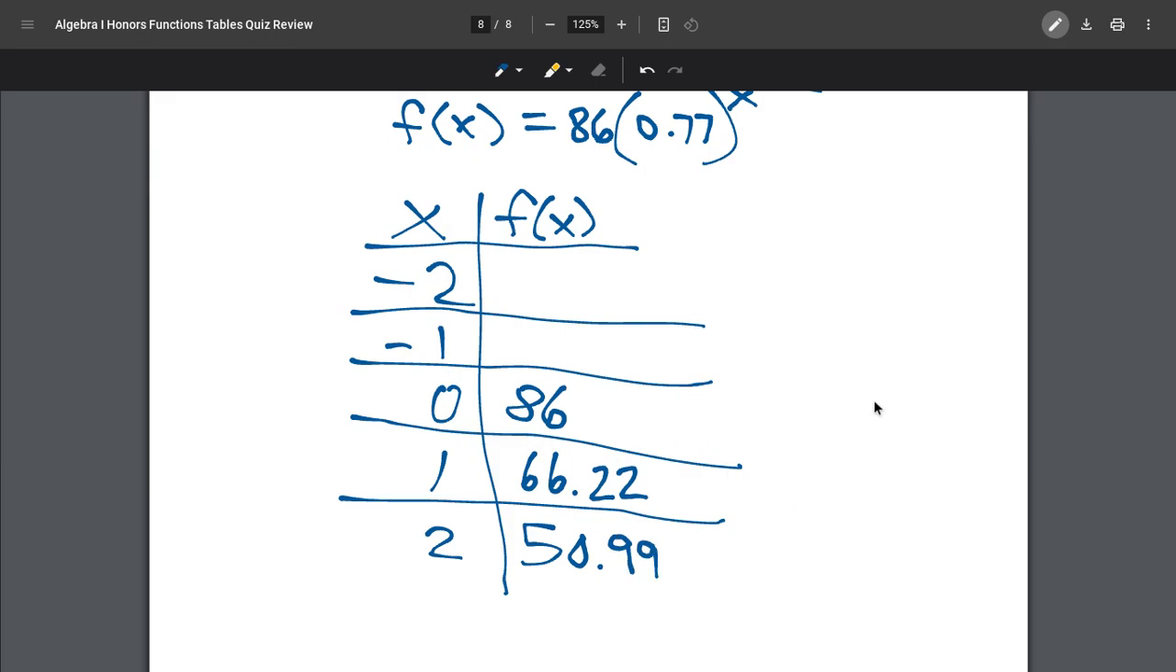Okay, going the other way, we would divide by 0.77. So 86 divided by 0.77 is going to give me 111.69, rounding. Then we're going to divide by 0.77 again, and we get 145.05.